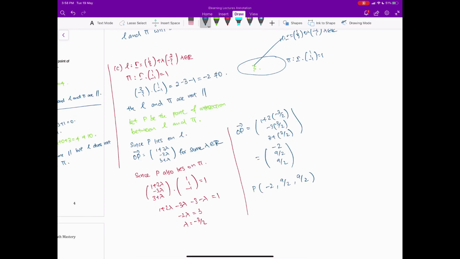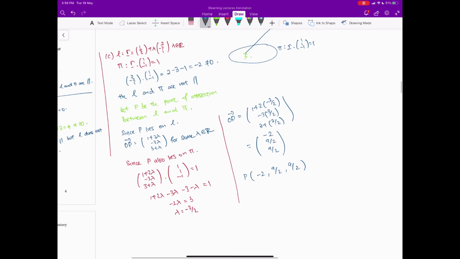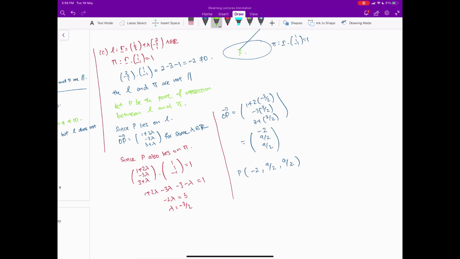So this is how we find the point of intersection between the line and the plane. If you want to conclude the relationship, I can say that the line and plane intersect at point P (-2, 9/2, 9/2).